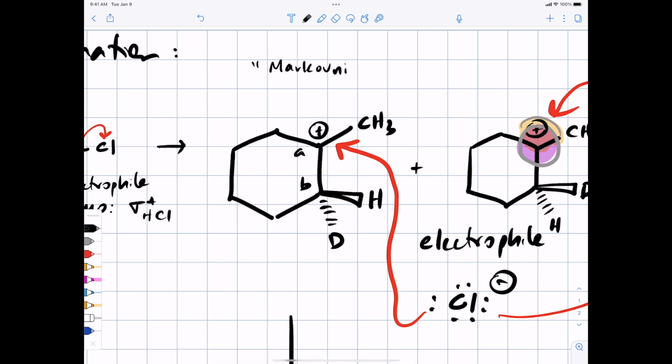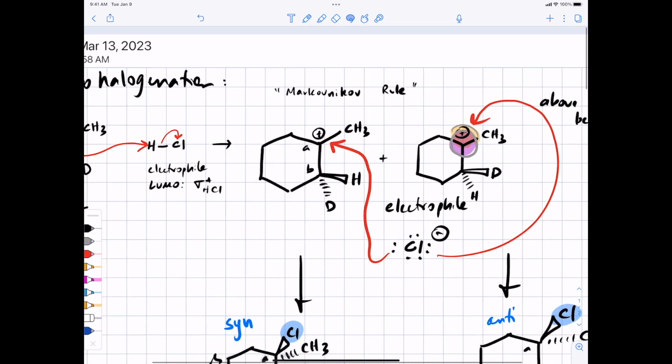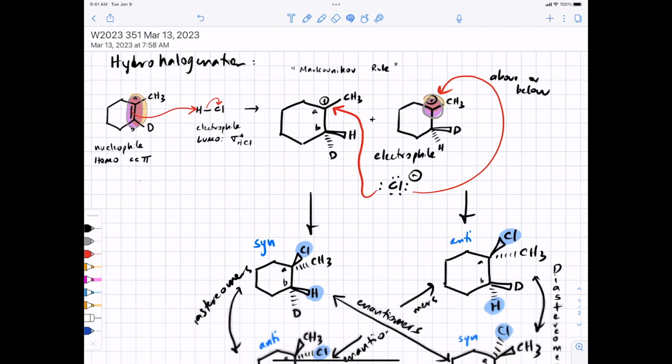Markovnikov rule after the person who discovered it, but molecules don't know about rules, nor do they know about Markovnikov. The whole reason behind it is carbocation stability. So you can memorize that rule, or if you understand HOMO and LUMO and reaction mechanism, a lot of these issues just sort of fall out of the considerations.